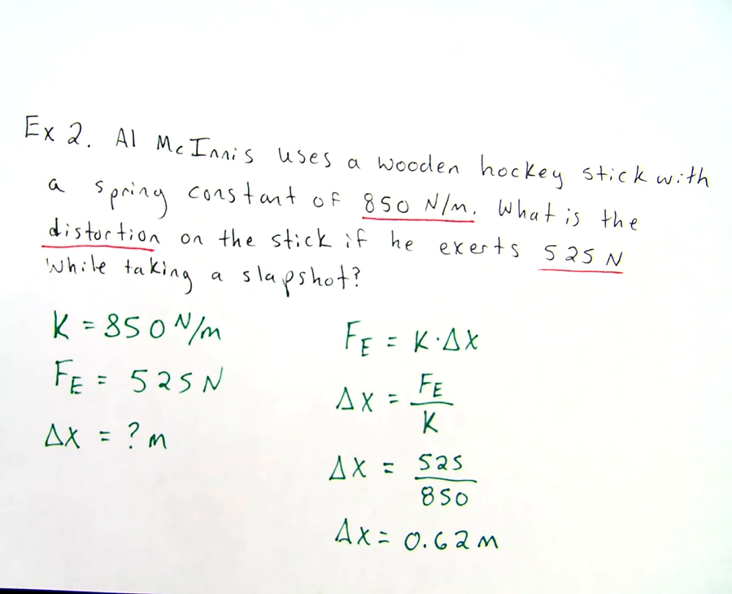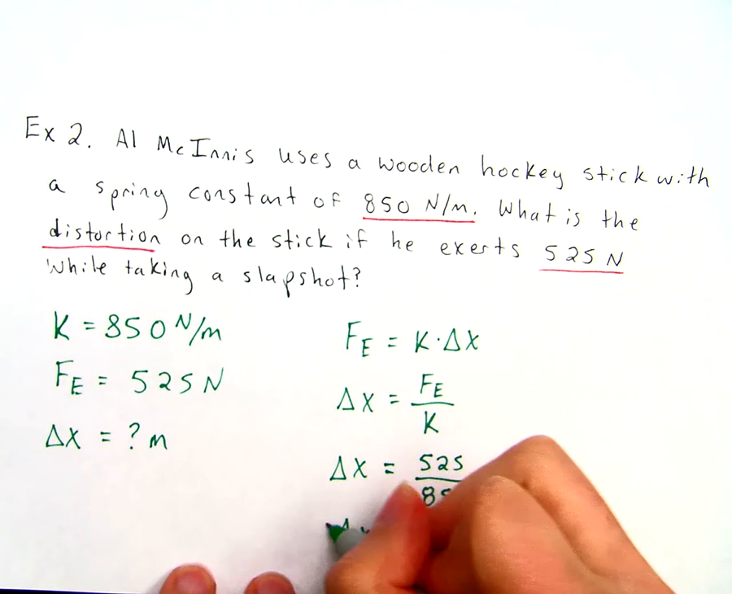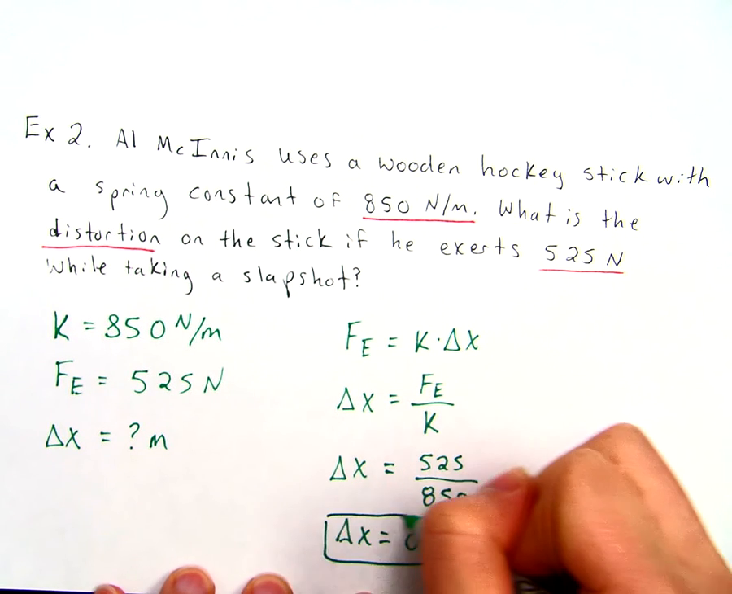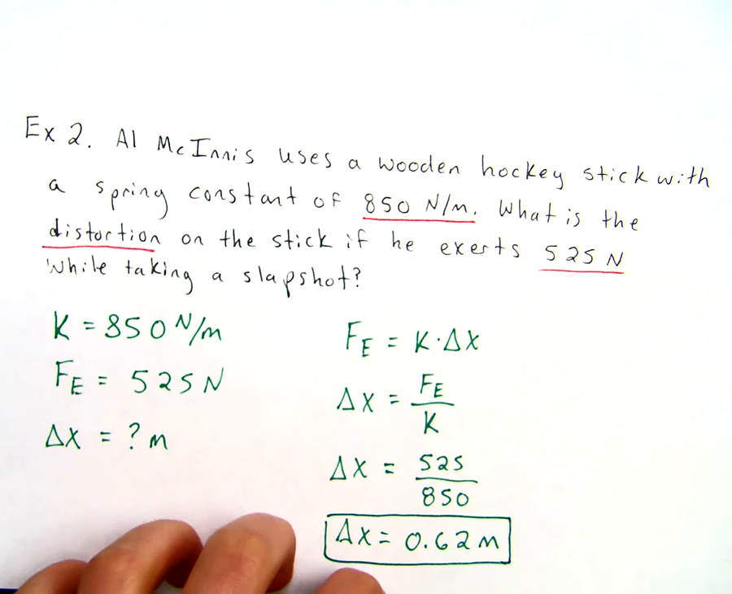So this hockey stick is actually going to bend more than half a meter before ever hitting the puck, which is pretty interesting. But that will be our final answer, calculating for the distortion.